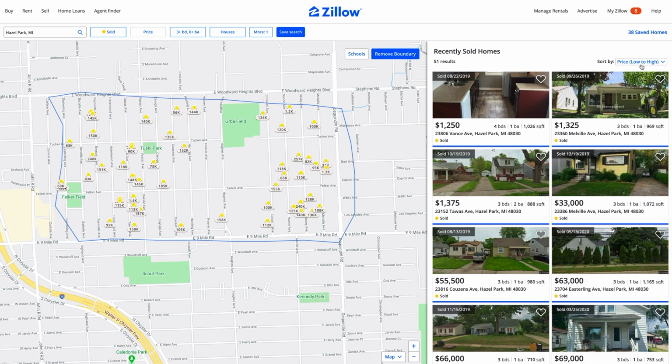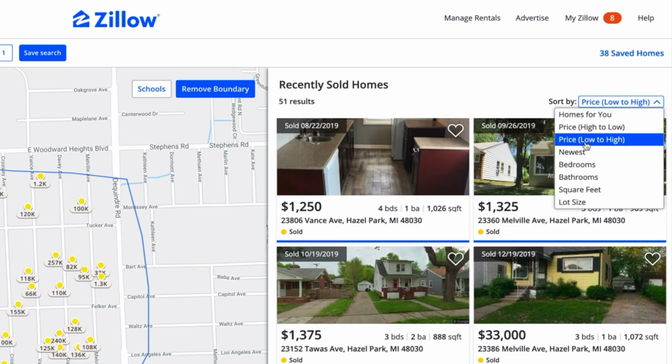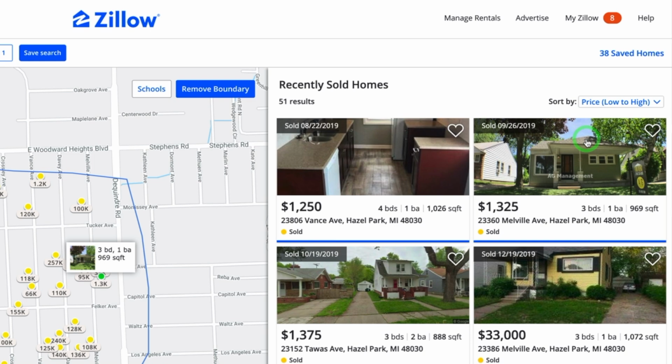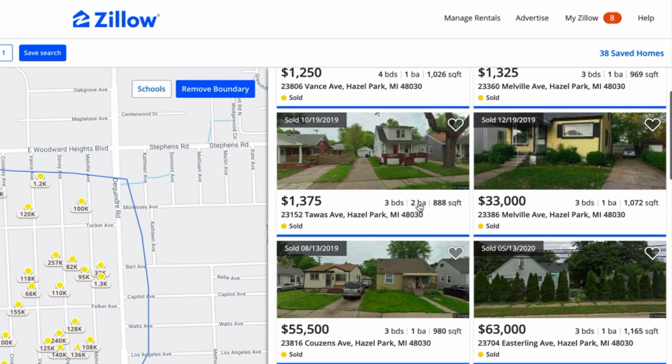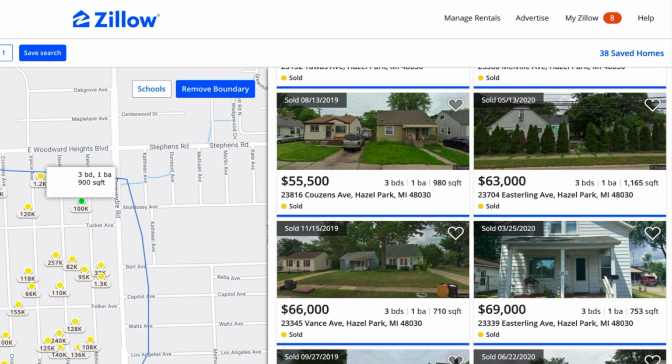Step number 2 is to sort the price from lowest to highest and start looking at the lowest price sold homes. These are the distressed properties that sold to cash buyers. Now I'll show you an example in a minute, so keep watching.